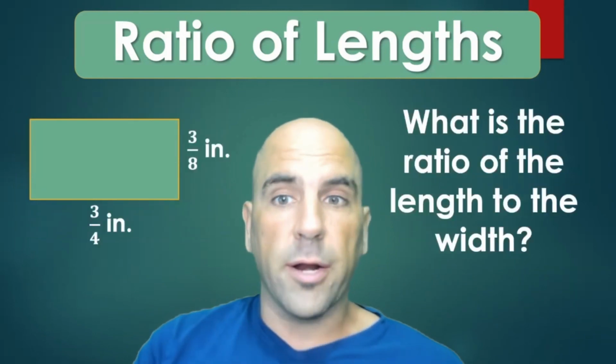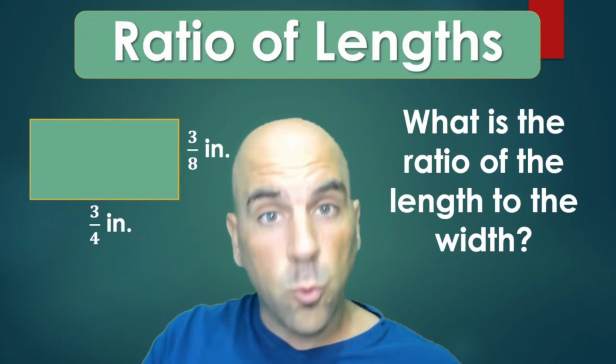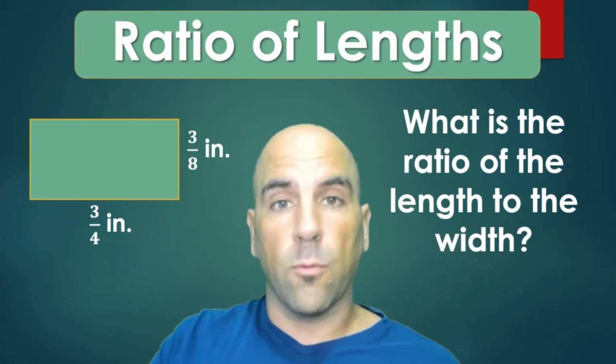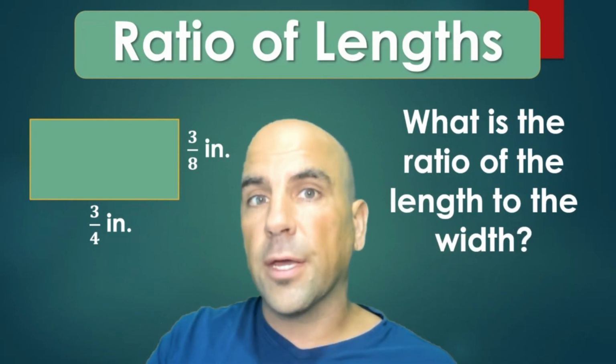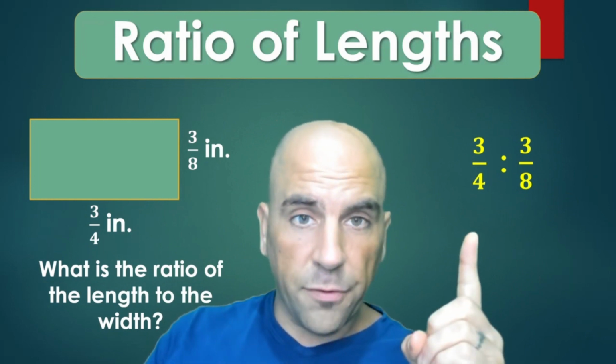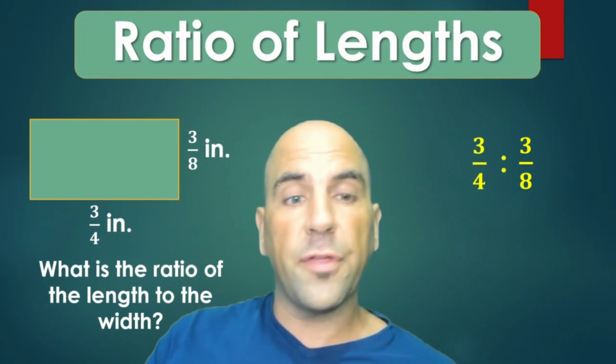All right, let's get started. What is the ratio of the length to width? Well, the ratio of the length to the width. Let's see. What are we starting with here? What do you think? Well, look at the length. 3/4 to 3/8. That's the ratio of the length to the width.